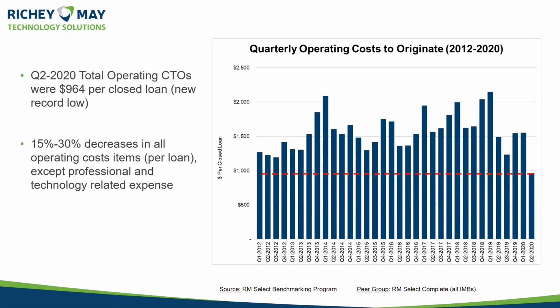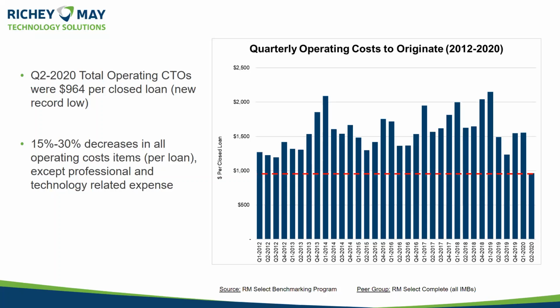So now if we look at just the operating cost component of cost to originate, this is where we're really seeing more of the significant decreases. So for Q2, cost per loan came in at $964 per loan for just operating costs. That's a new record low. And then if we look at the individual line items, we see about a 15 to 30% decrease on all those line items. So rent, equipment, marketing, G&A, all those have about a 15 to 30% decrease from previous highs, which if we're just using Q3 of 2019 as a reference point, that would be what the decreases are compared to.